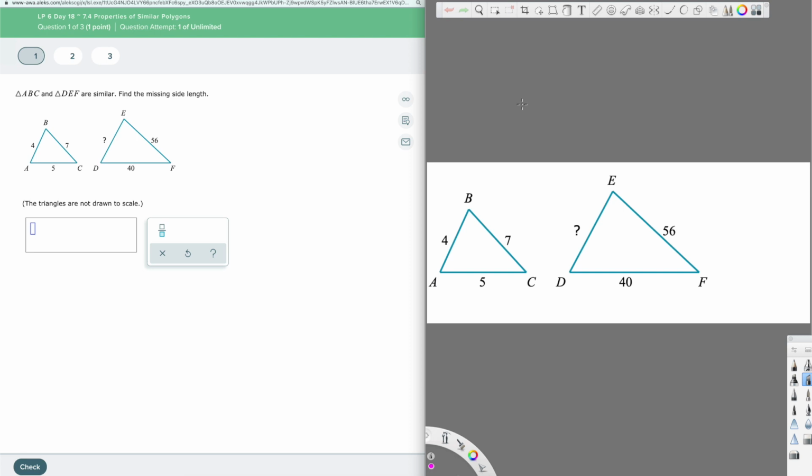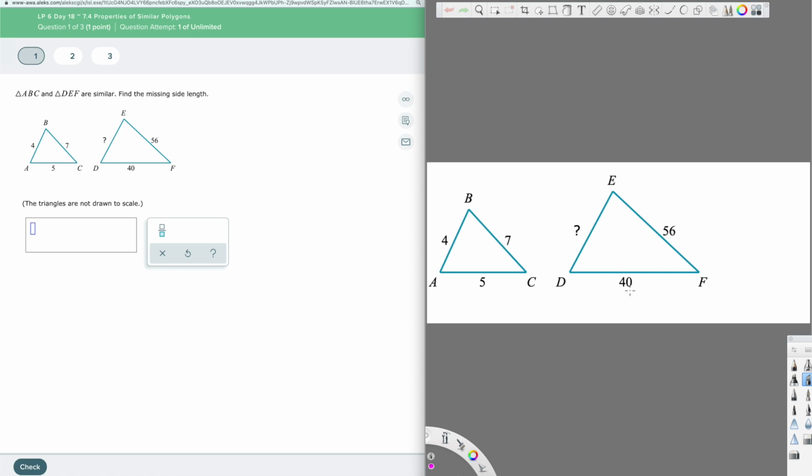And it says they are similar. I don't have to worry about whether or not they're similar. They are the same shape. It's telling me they're similar. I just need to figure out what's the scale factor. What am I multiplying or dividing by? So if we always look at the larger triangle, that makes it a little easier.